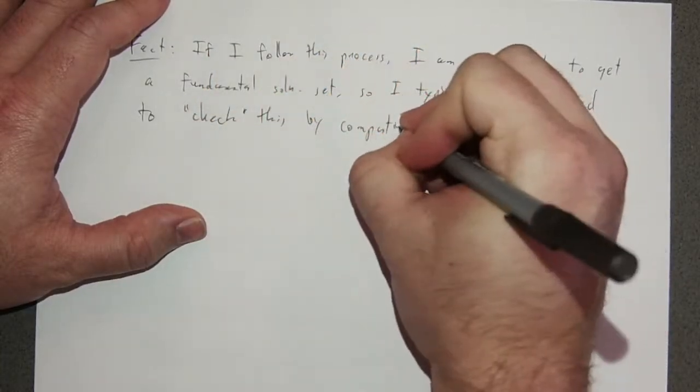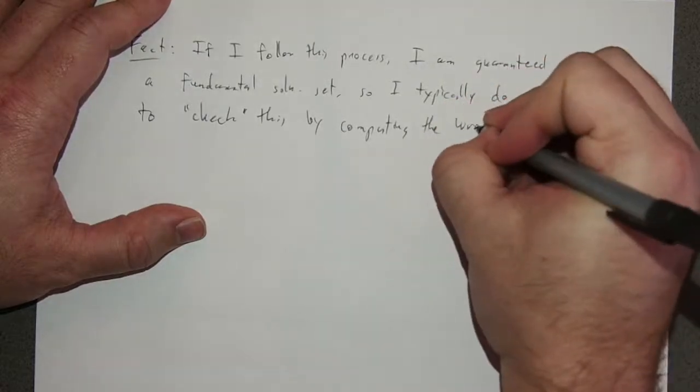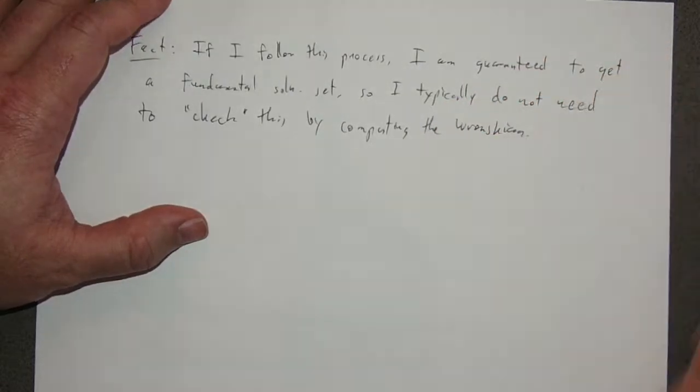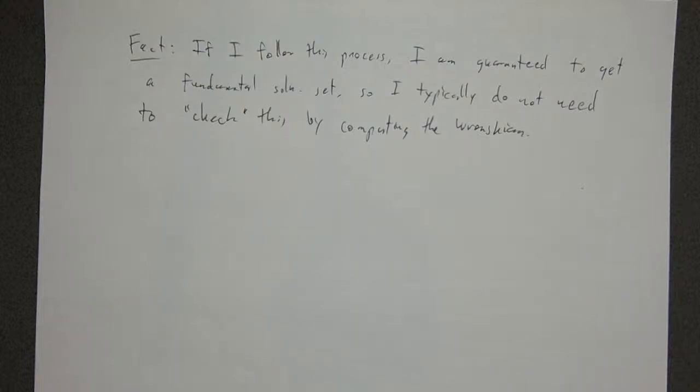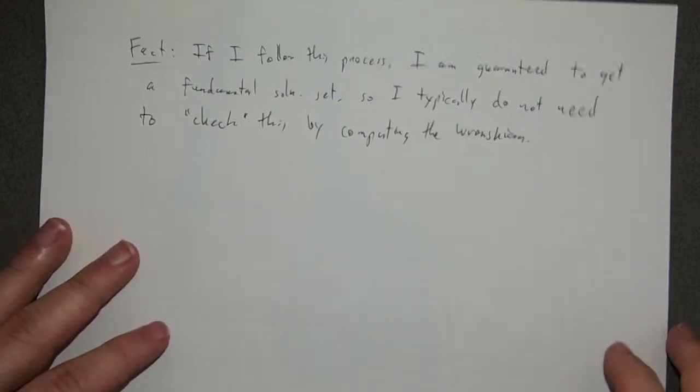Now, I could ask you to compute the Wronskian to actually verify, but this is just telling you that it's a fact that if you follow this process, you're going to end up with linearly independent solutions or a fundamental solution set. So you actually don't need to check the Wronskian typically, because that aspect of it is guaranteed. Okay. All right. So let's do a few more examples.